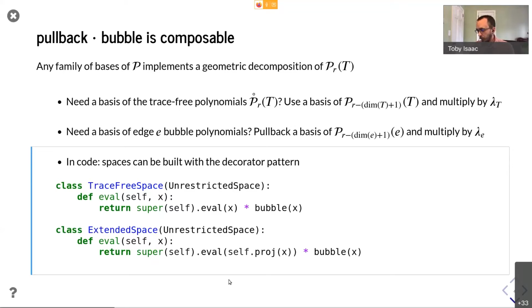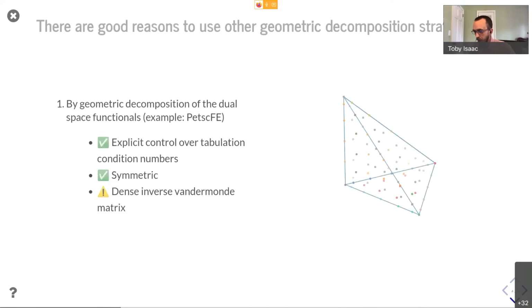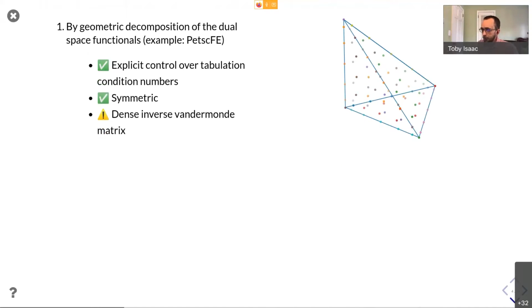So this method is fairly universal for trying to do geometric decomposition of scalar functions. But there are good reasons to use other strategies. Universality is not the only thing we care about. So for instance, if your finite element implementation simply defines your finite elements by defining the functionals and then uses an inverse Vandermonde matrix to get a stably evaluatable basis, then you don't actually explicitly form the extension operators. So you wouldn't necessarily need these tools for that.